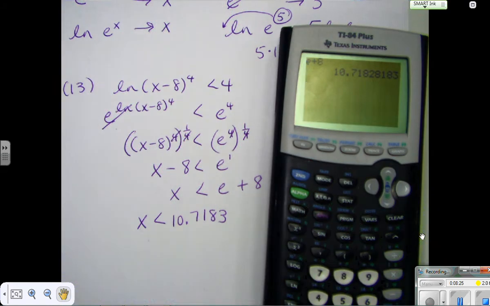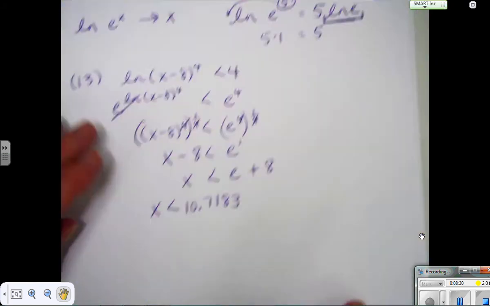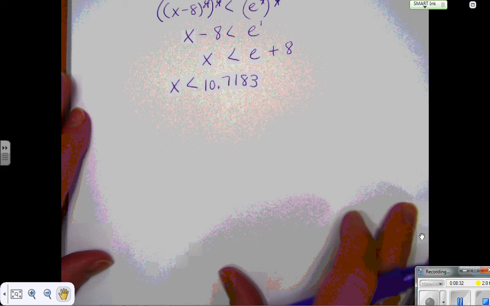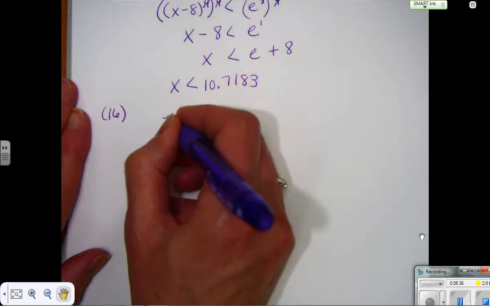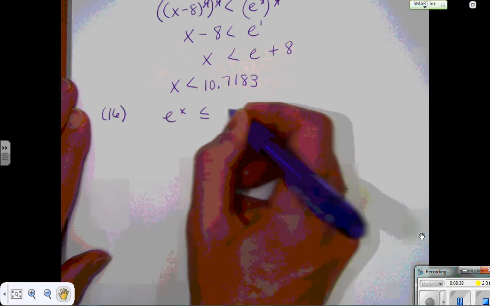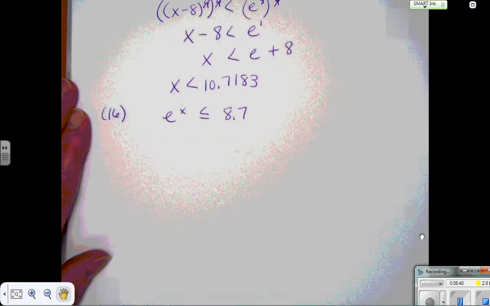Okay, let's do one more. This is not on your paper, so you need to add this one to the bottom or on the back or something. This is e to the x is less than or equal to 8.7.